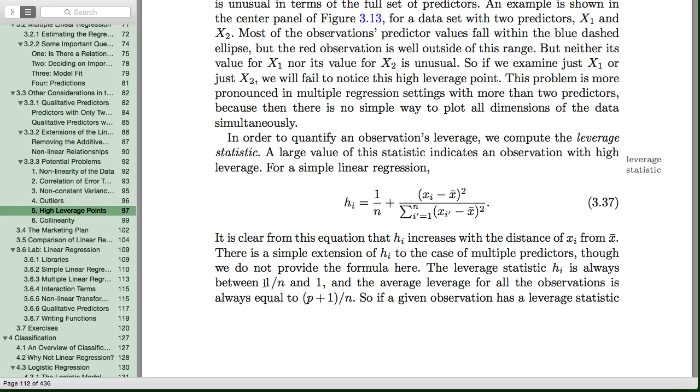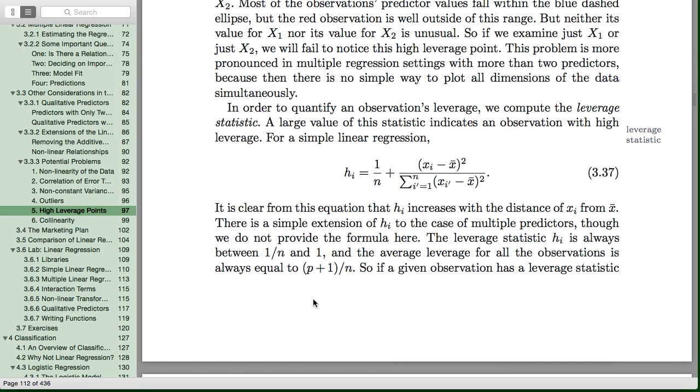And it can vary between 1 over n and 1. So if it's much larger than this, if it's between here and 1, then there's a good chance that you have leverage and that you should remove that point.